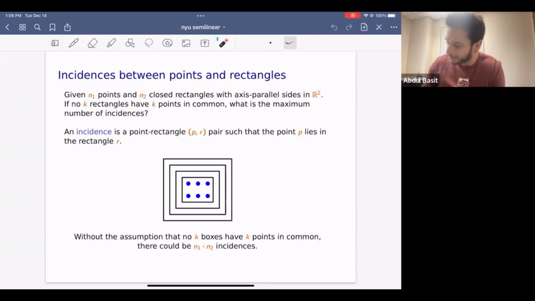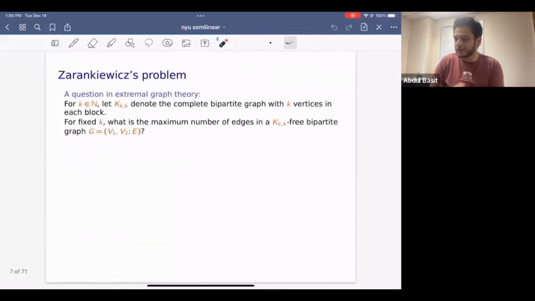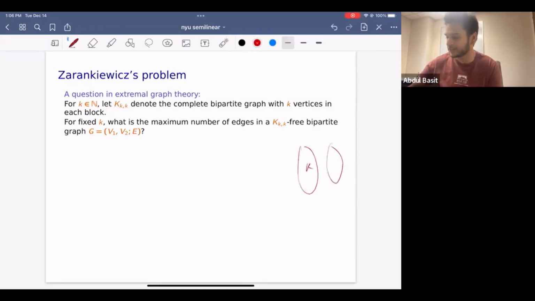So why think about something like this? The motivation is a question in extremal graph theory, which is called Zarankiewicz's problem. And what does this question say? I denote by K_{k,k} the complete bipartite graph with k vertices in each part. So I have k vertices here, and everything is connected to everything else.